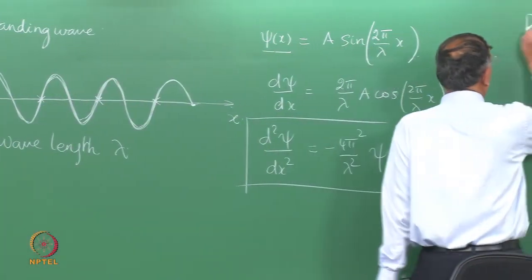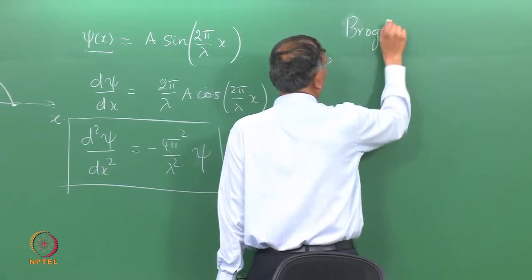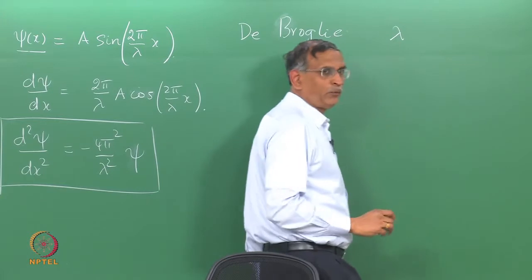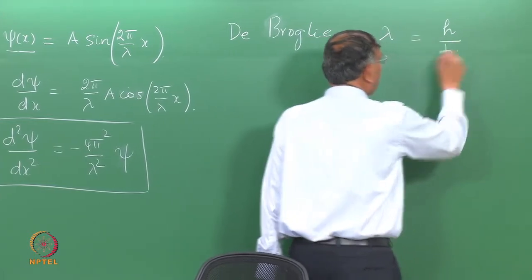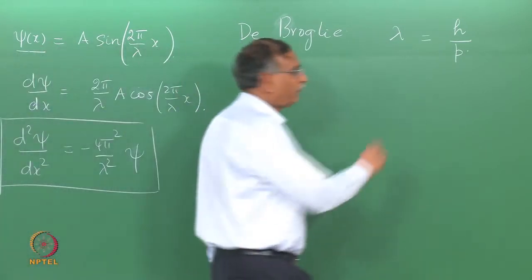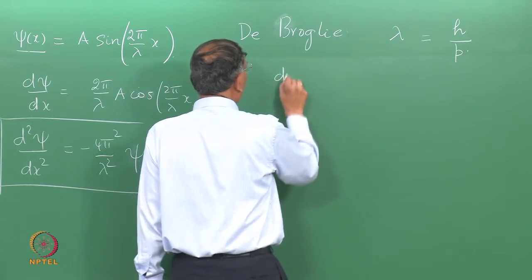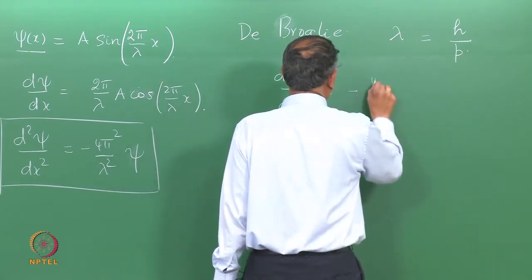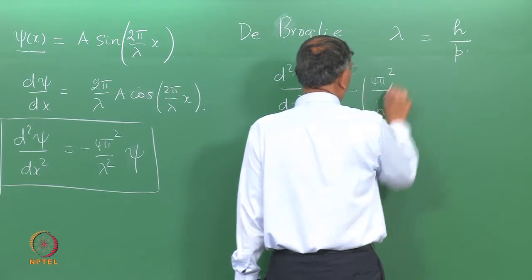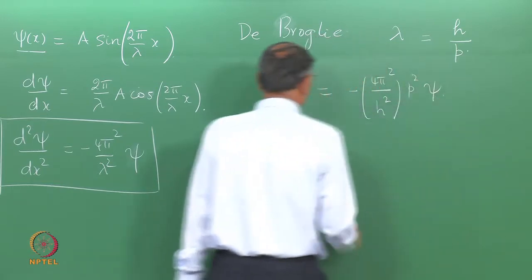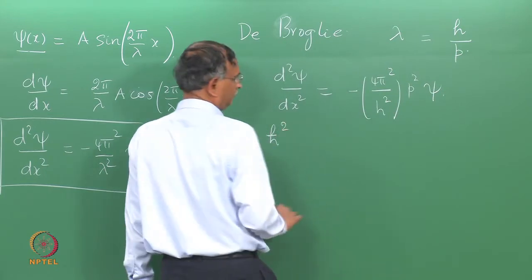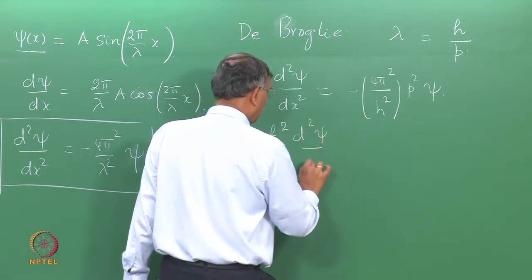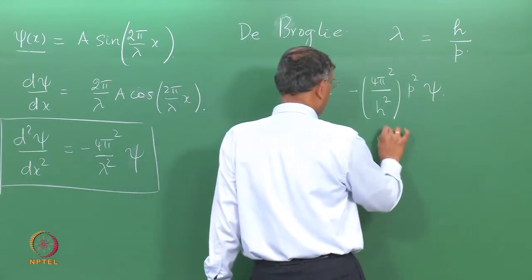Now, de Broglie, if you remember in the lecture earlier, gave an expression for the matter waves lambda in terms of the momentum of the particle. And therefore, if we write the wave equation, it is d square psi by dx square equal to minus 4 pi square by h square multiplied by p square psi. We know that h by 2 pi is h bar, therefore if we bring that in, it is minus h bar square d square psi by dx square is equal to p squared psi.